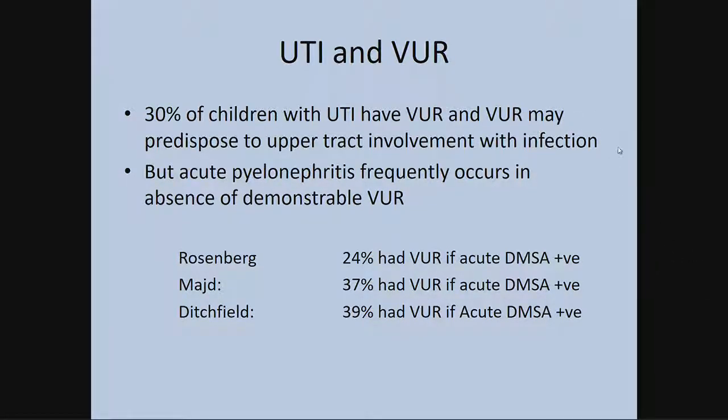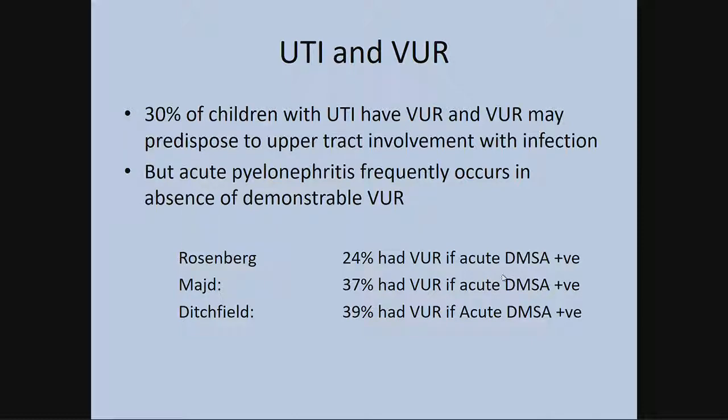Now, what is the association between urinary tract infection and reflux? 30% of children with infection have reflux, and reflux may predispose to upper tract involvement with infection. But acute pyelonephritis frequently occurs in the absence of demonstrable reflux.